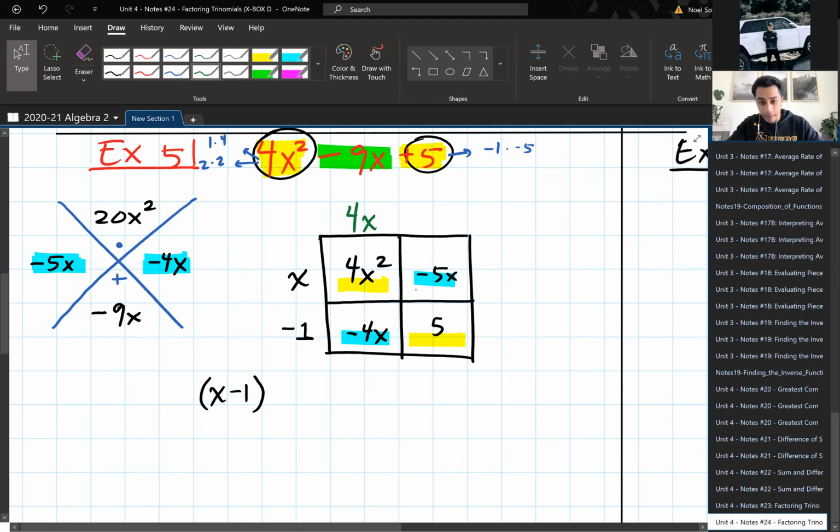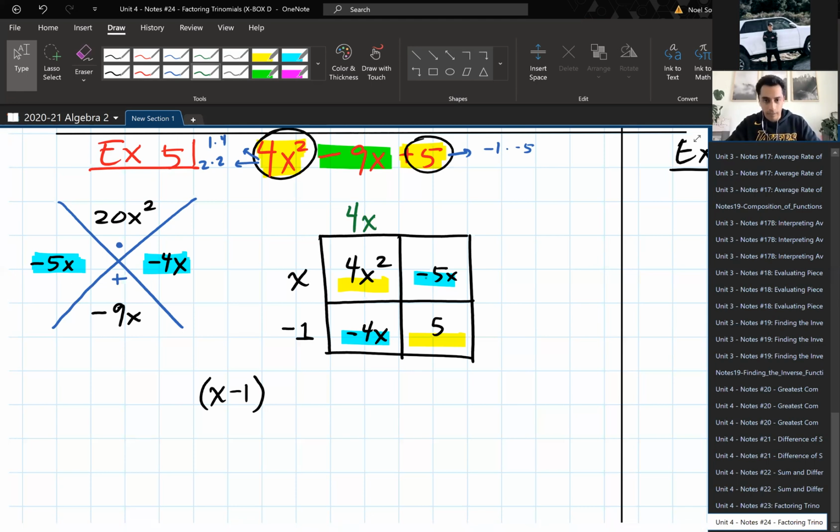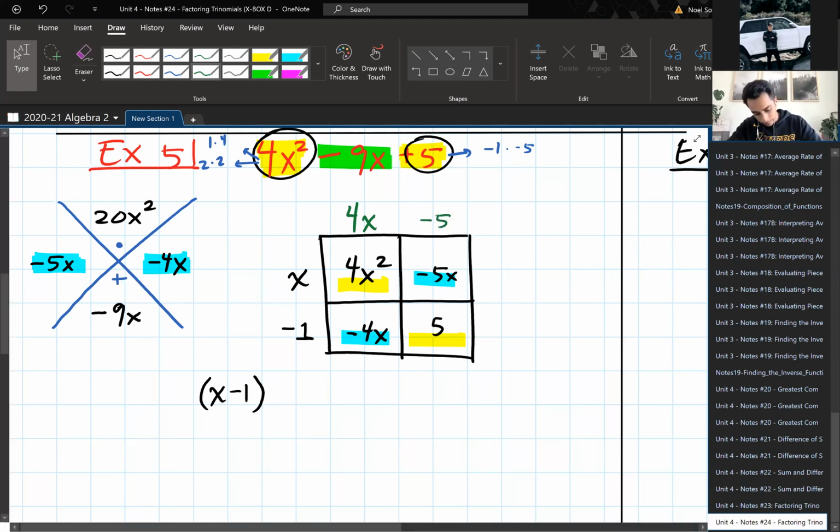Now take a look at the next term, negative 5x and 5. The leading term is the term on the top. So negative 5x, that means what should we factor out? Yeah, we should factor out negative 5. All right, good. So then that would be my next term, 4x minus 5. So this would be the factored version.